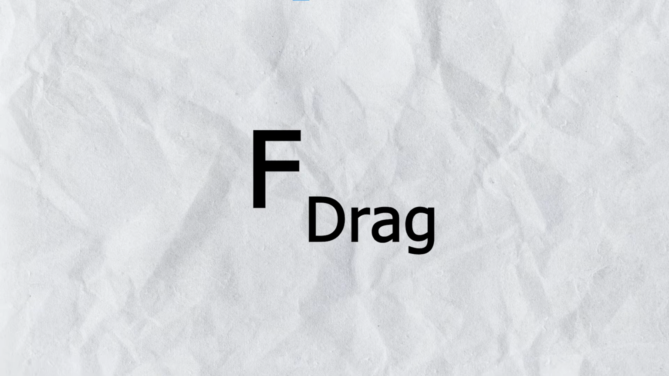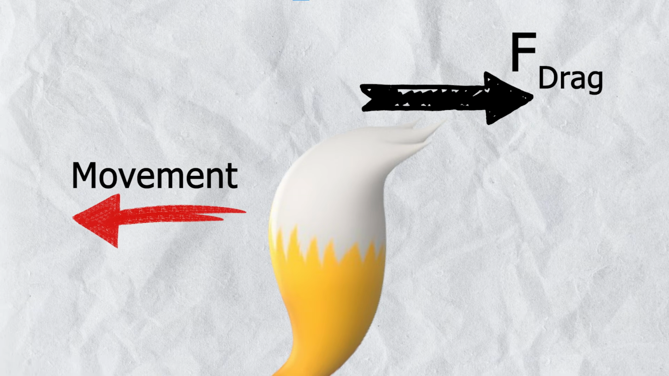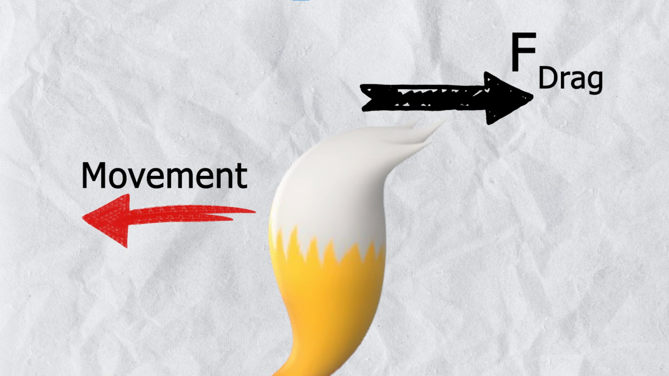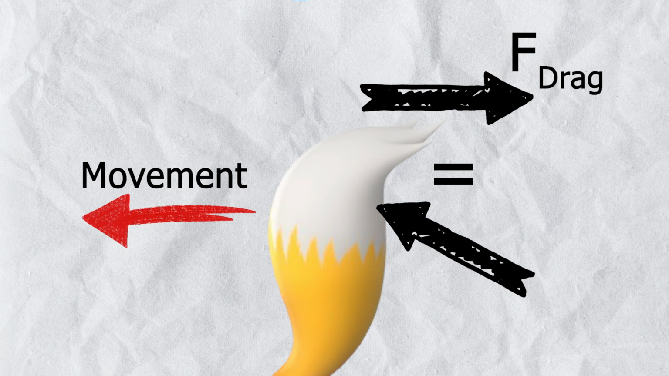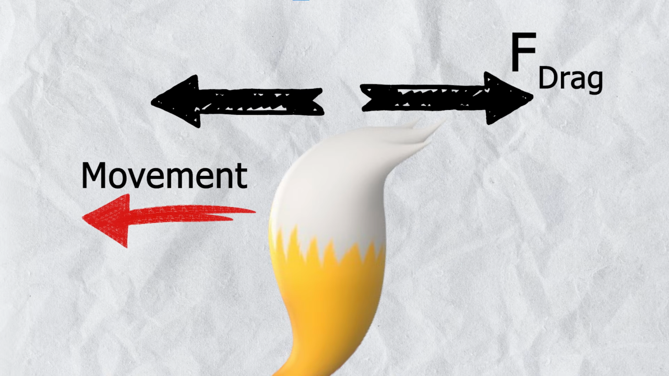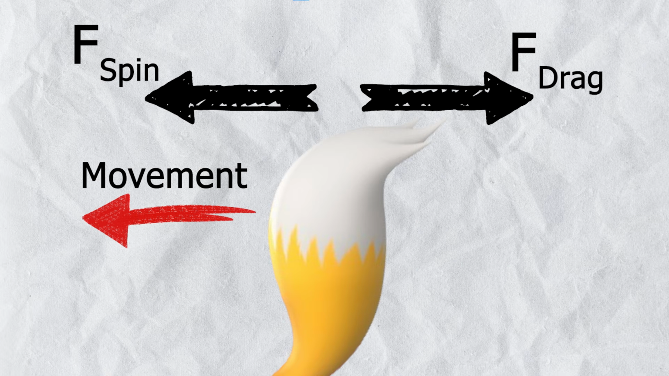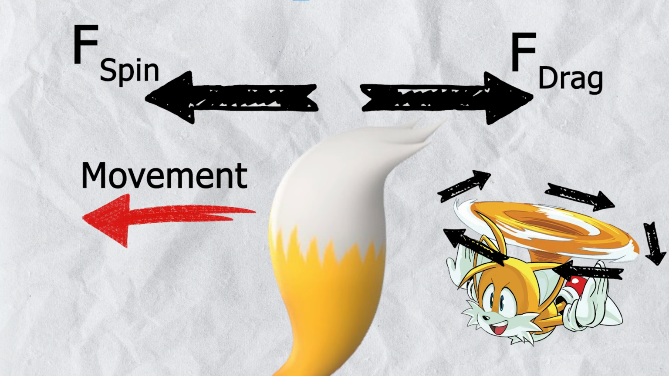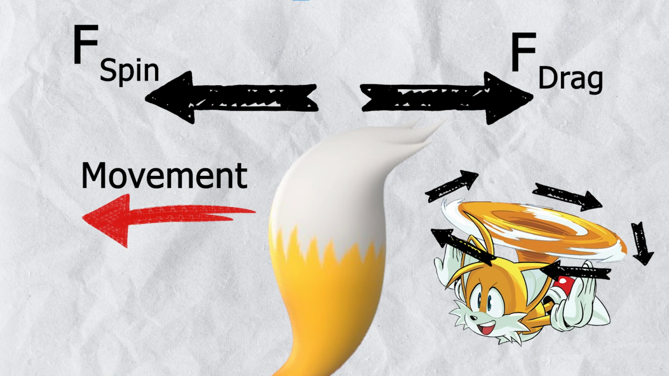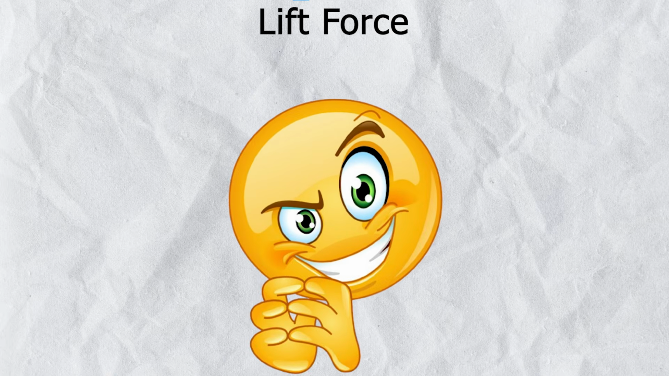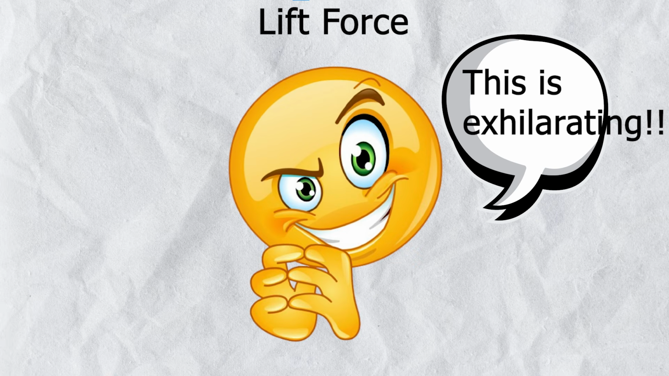The drag force is the only force opposing the movement of his tails, meaning that to keep a constant speed, Tails needs to apply a force to his tails that's equal and opposite the drag force. This force that Tails applies is the force he exerts to spin his tails around, the same force we wanted to find from the start of the video. But to get here, we need to start with the lift force. This is where the fun truly begins.